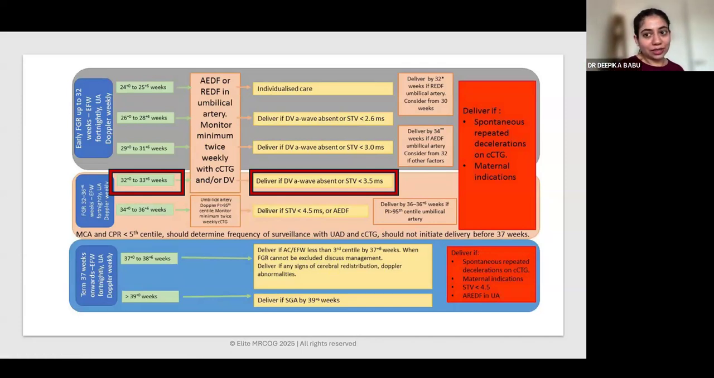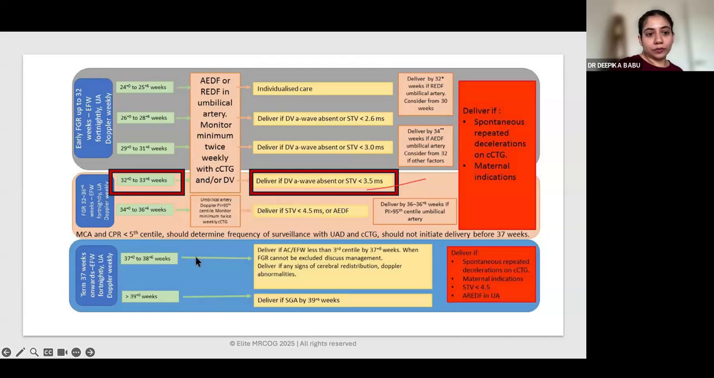32 weeks to 33 plus 6 weeks. You may do the ductus venosus, you may not. It's not going to decide anything. Your short-term variation less than 3.5 is enough for us to go and deliver the baby, and that has to be a cesarean section. Okay?